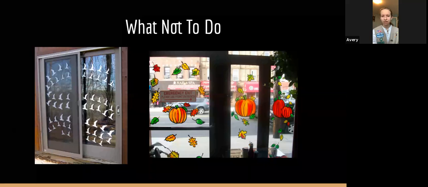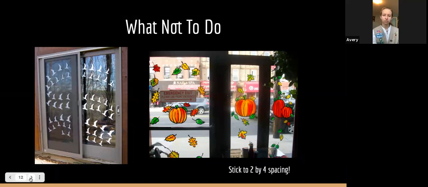Same on the other side, there are really big gaps, and so it's just not going to be effective as a bird preventative. The birds are going to try to get through, and it's just not going to work. So stick to the 2x4 rule, and all will be well.